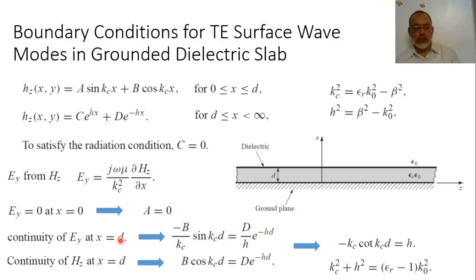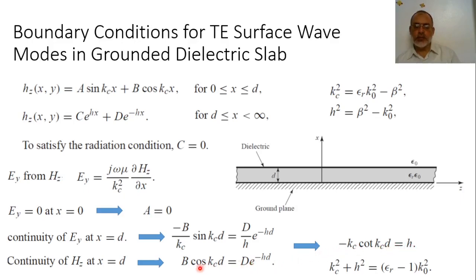Now, from the continuity of the tangential electric field and the continuity of the tangential magnetic field, we have two relations between B and D. By dividing these two relations, we can eliminate B and D. So in this case, the relation between Kc and H can be obtained as minus Kc cotan KcD equals H.